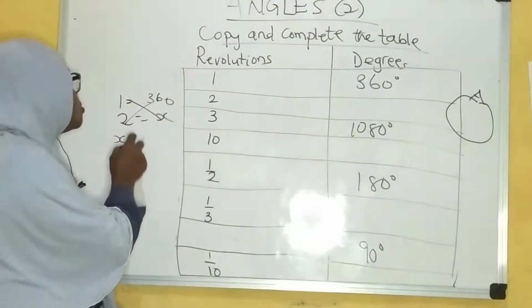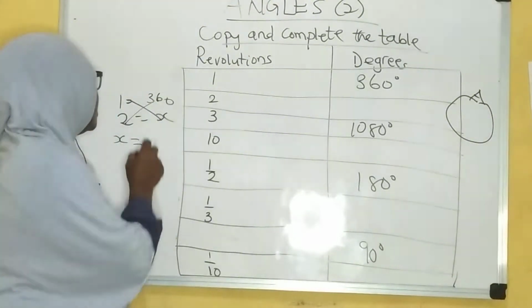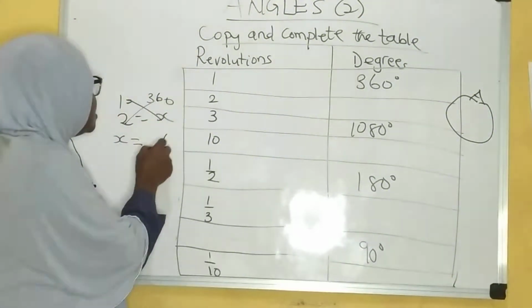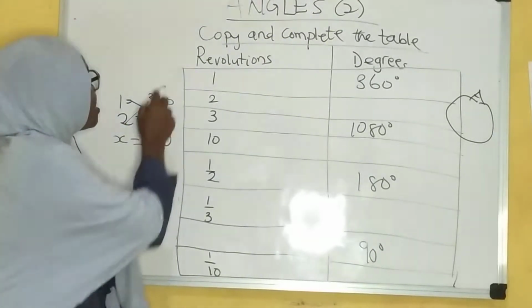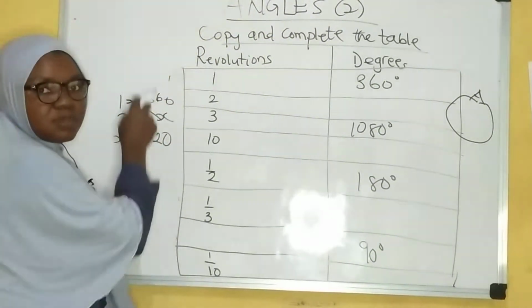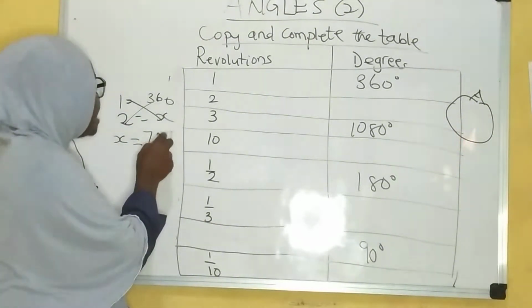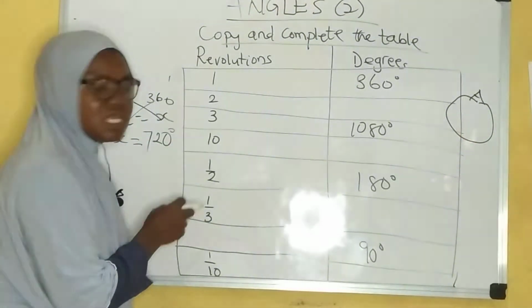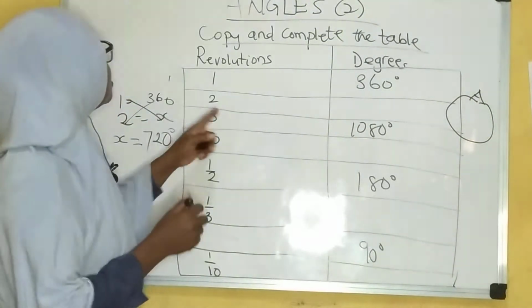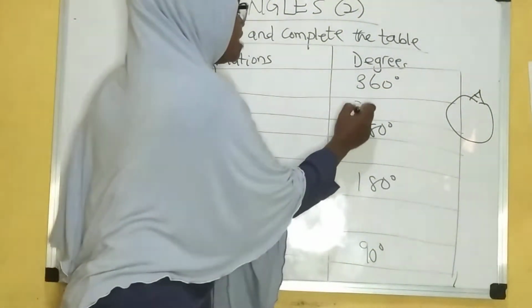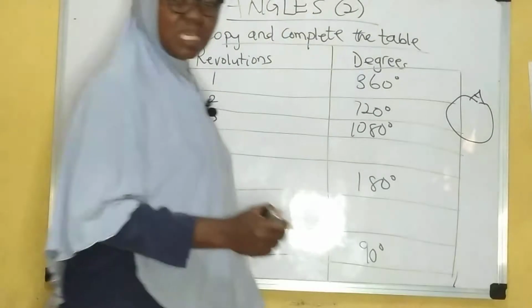x equals 2 times 360. That will be 2 times 0, 0. 2 times 6, 12, I'm keeping 1. 2 times 3, 6, plus the one I'm keeping is 7. Therefore, my answer is 720 degrees. So the second revolution will give me 720 degrees. Is that clear?